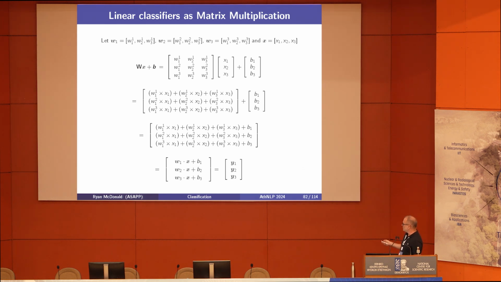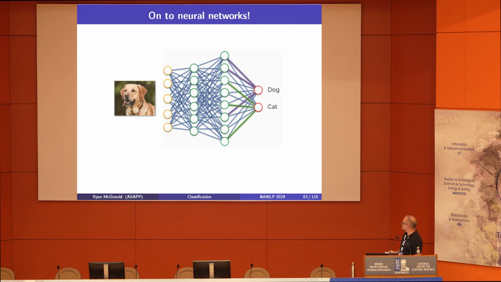And so this is a linear classifier. If I just take the one here that has the highest score, that's my label. So this is the equivalence here between the two. All right, on to neural networks.